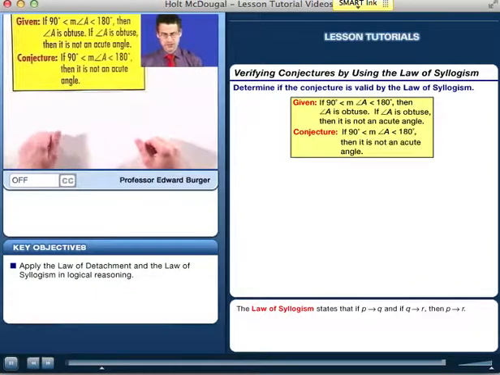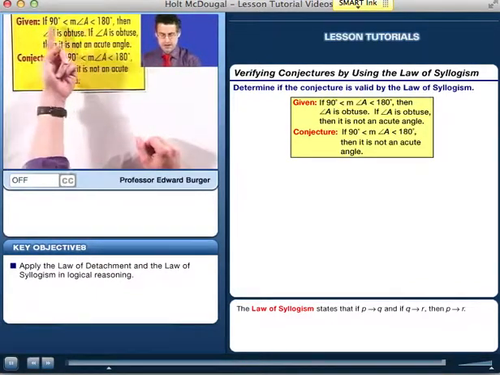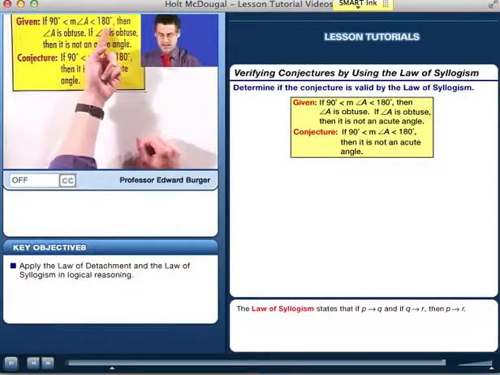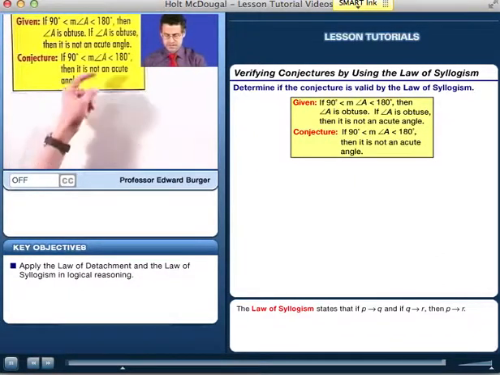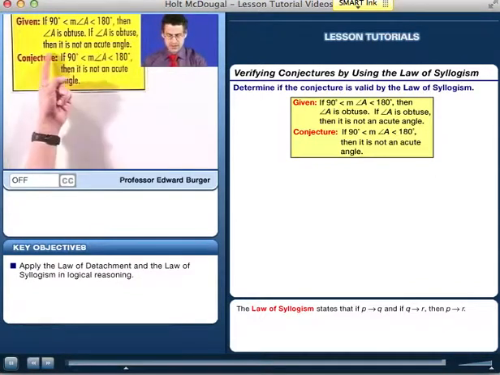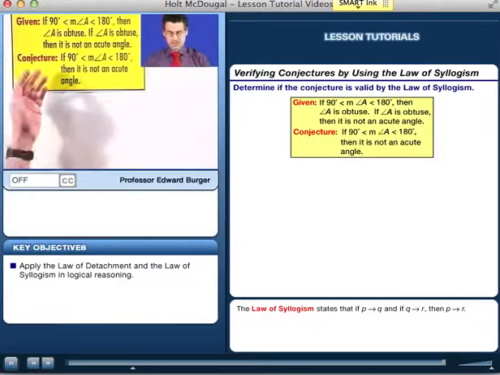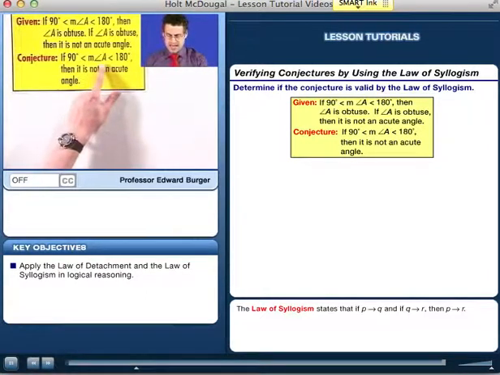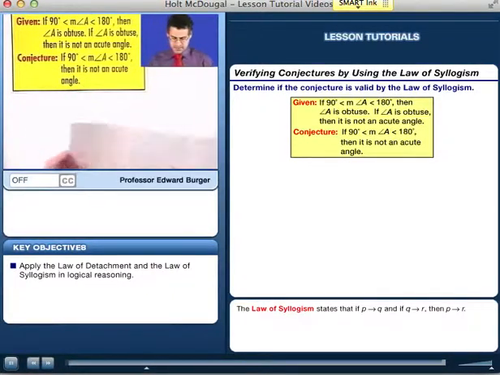We're given the following to be true. If the measure of angle A is bigger than 90 degrees but less than 180 degrees, then angle A is obtuse. We're also given the conditional statement that if angle A is obtuse, then it is not an acute angle. And given that is true, here's the conjecture: if the measure of angle A is bigger than 90 degrees but less than 180 degrees, then it is not an acute angle. Let's write out some of this and see if we can convert this to symbols.